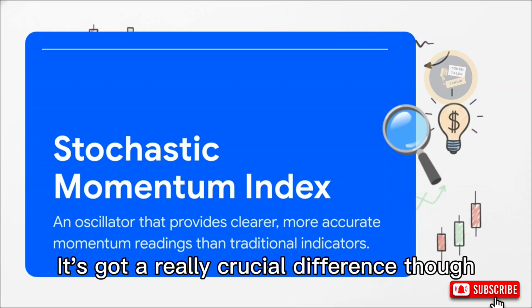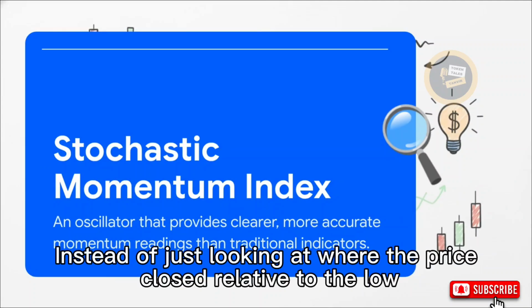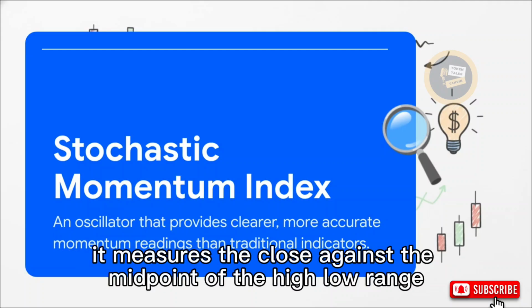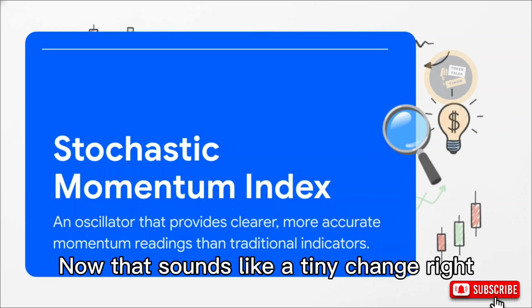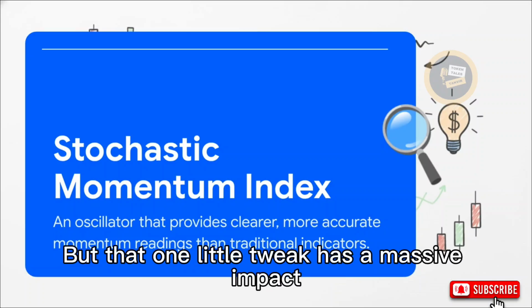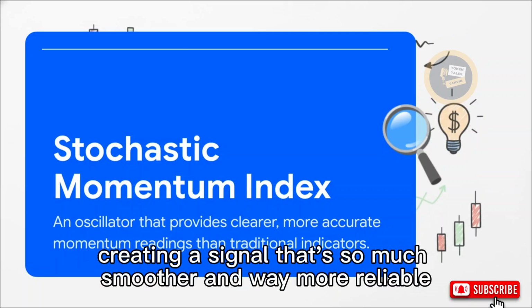It's got a really crucial difference, though. Instead of just looking at where the price closed relative to the low, it measures the close against the midpoint of the high-low range. Now, that sounds like a tiny change, right? But that one little tweak has a massive impact, creating a signal that's so much smoother and way more reliable.